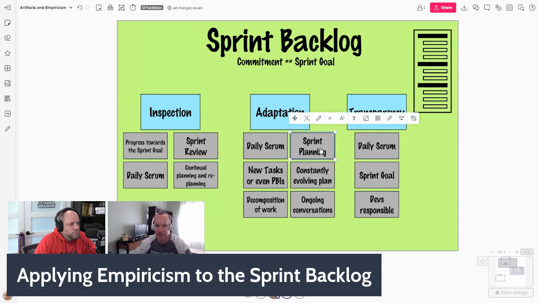Naturally, the major adaptation here happens in sprint planning because this is where the sprint backlog is created, right? The sprint backlog with PBIs selected for the sprint, a sprint goal and a forecast for the plan.